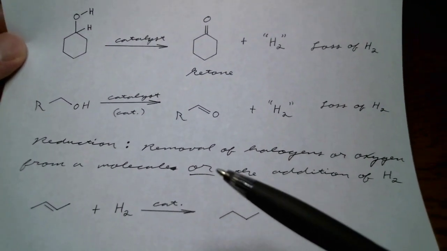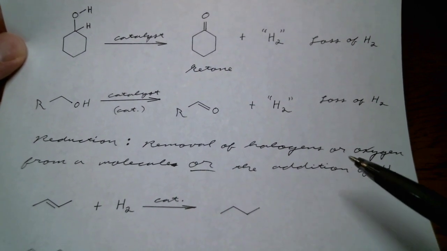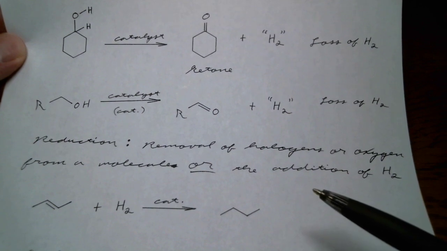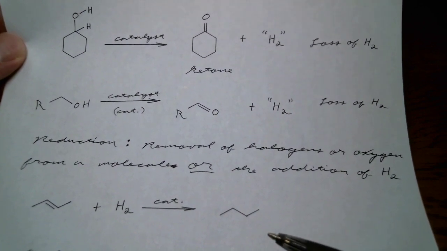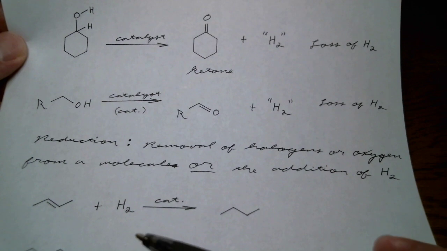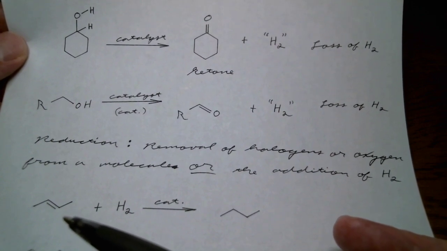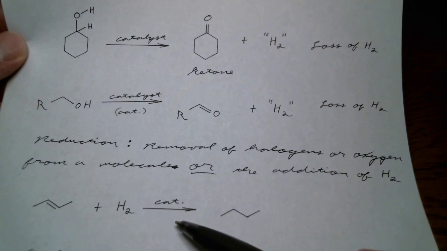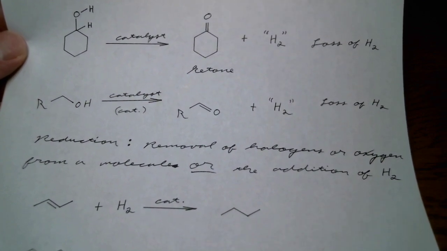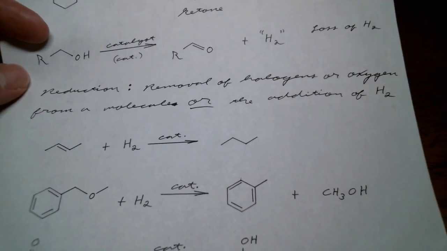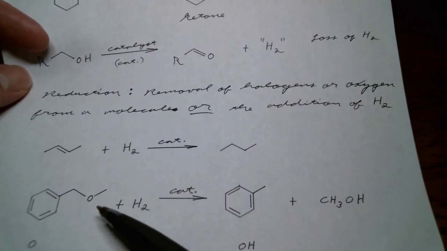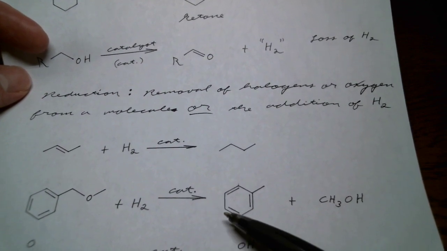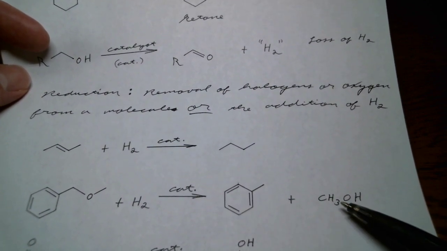So reduction, that's removal of halogens or oxygen from a molecule, or the addition of hydrogen, 2 hydrogen atoms and their electrons. So here we have trans-2-butene. We're adding hydrogen. Maybe we've got a catalyst to help us do this. We make butane. Here's methoxybenzyl ether. We add hydrogen and a catalyst, probably palladium or platinum again, and we make our toluene and methanol.